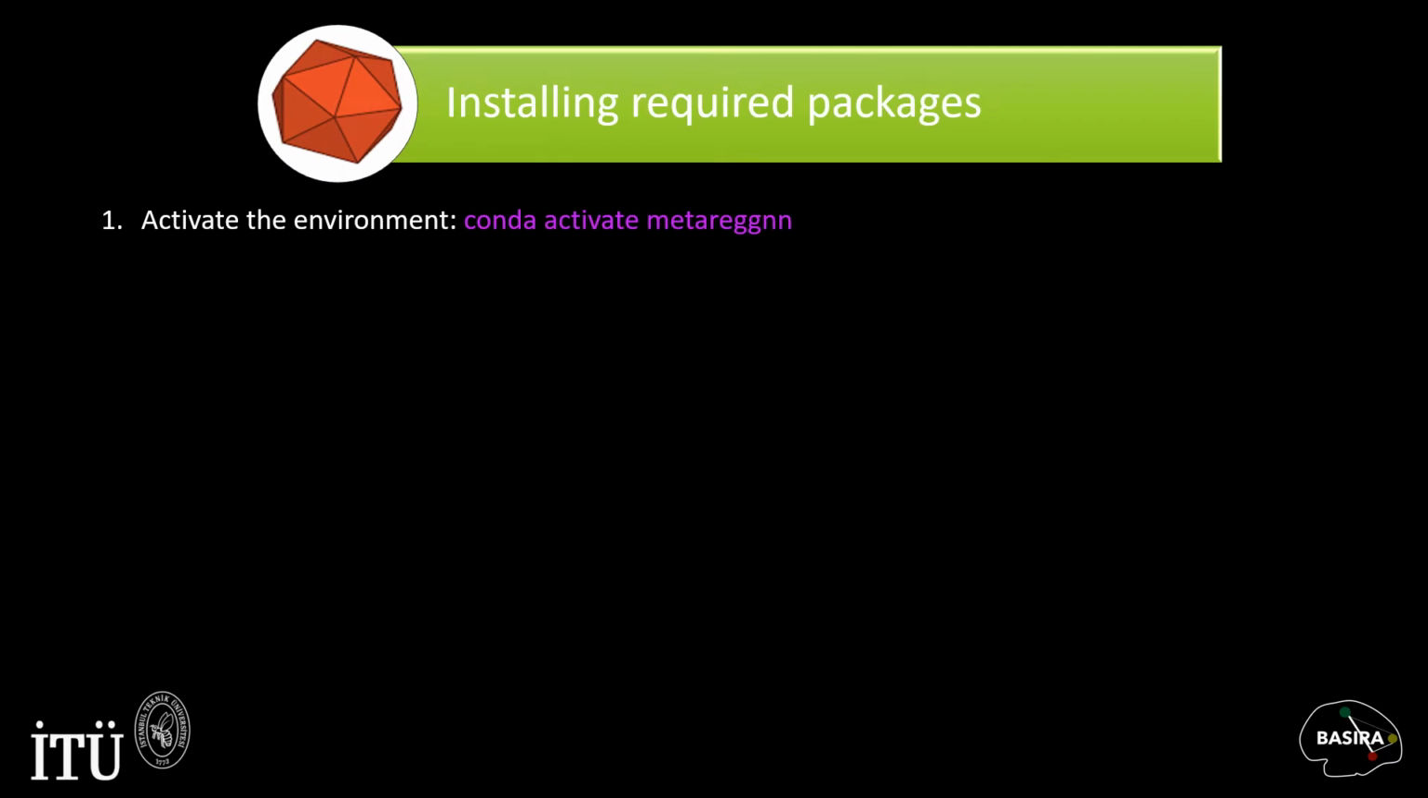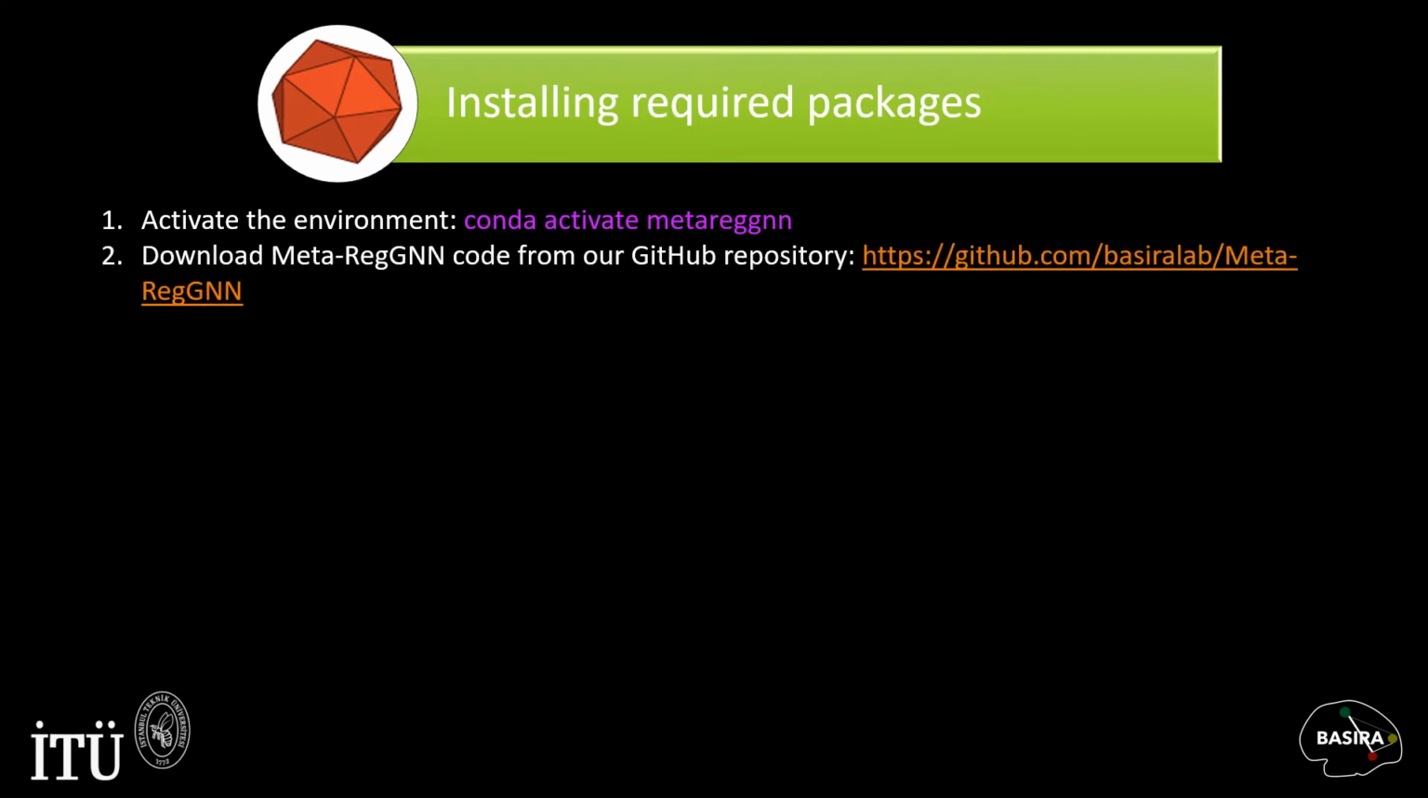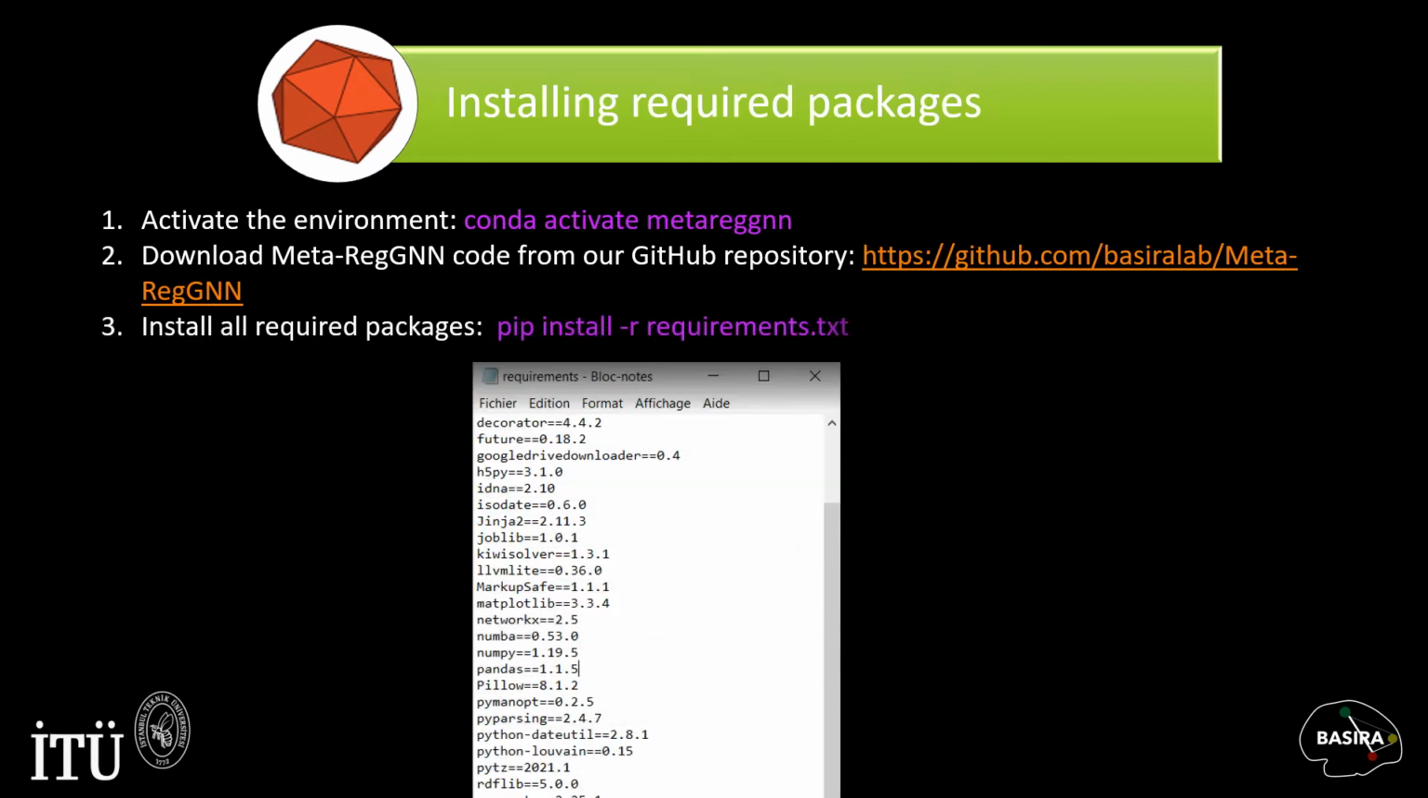Next, to install the required packages, you first need to activate the environment you created previously using the following commands. Go to the following GitHub link and download our Meta-RegGNN code. As the full list of dependencies is in the requirements file, you can simply use pip to install the required packages by typing the following commands.